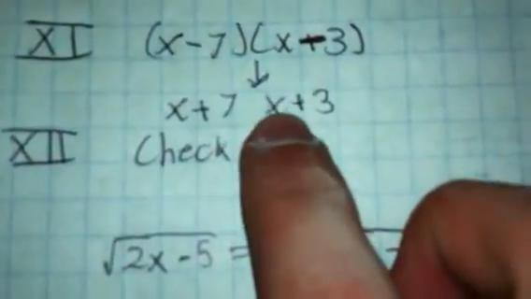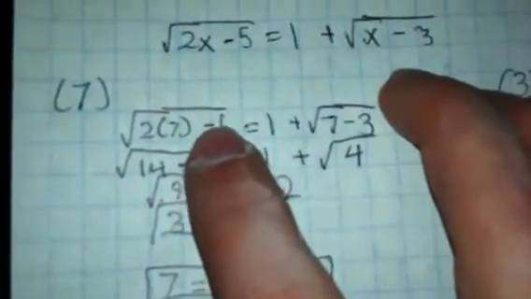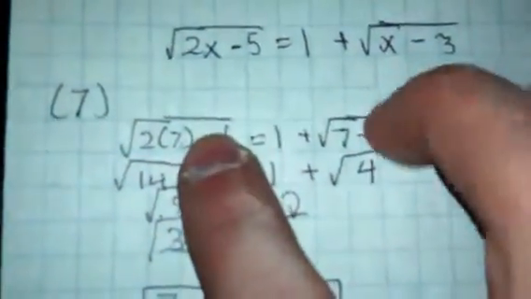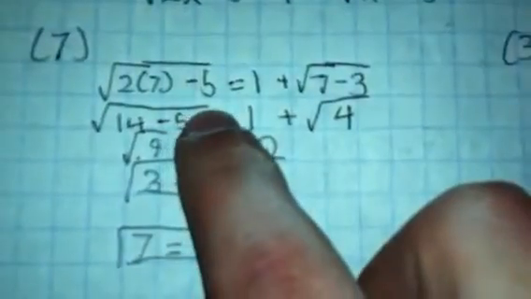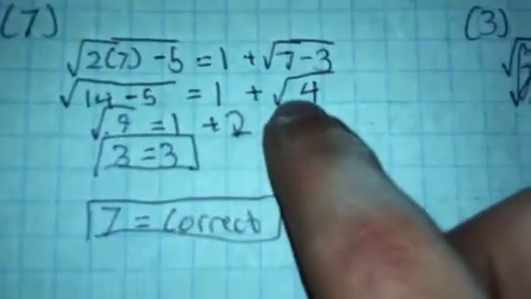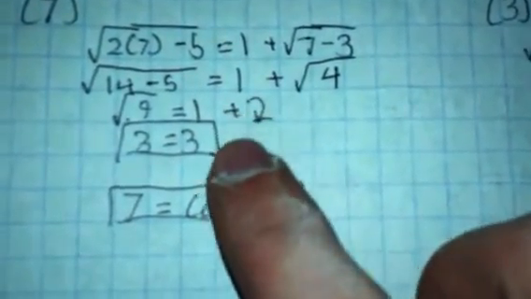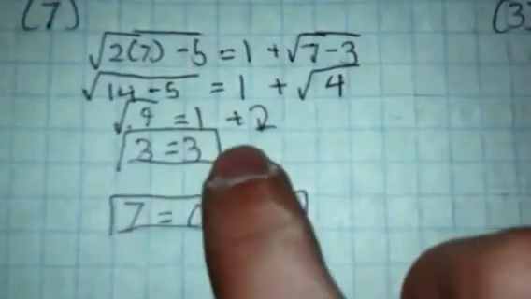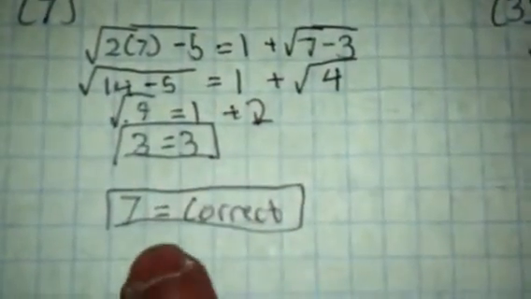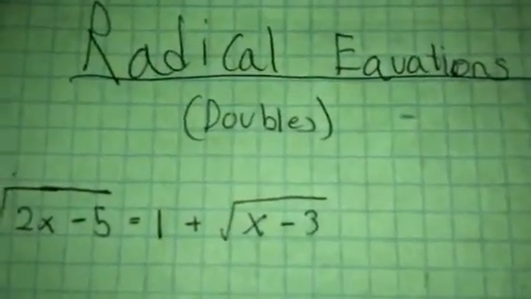Now you have to check which one is correct. So I went down here and I plugged in 7. And this is the original equation. So I plugged in 7. I got 2 times 7 minus 5 square root equals 1 plus root 7 minus 3. 14 minus 5 equals 1 plus root 4, and then root 9, which equals 3, and then 1 plus 2 equals 3. So 7 is the correct answer, and that's how you solve radical equations, double radical equations.